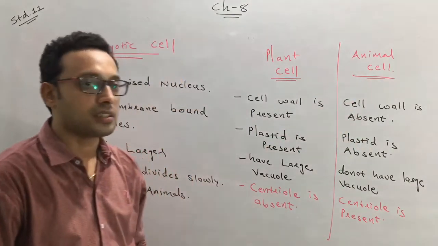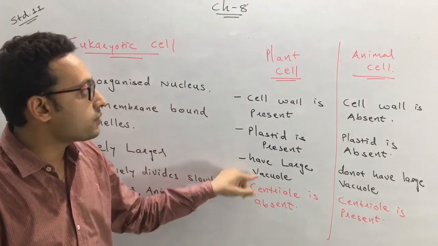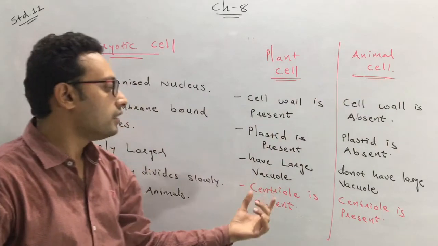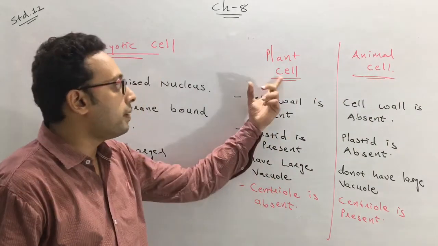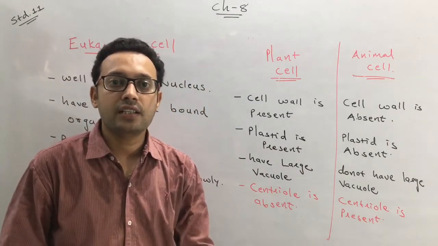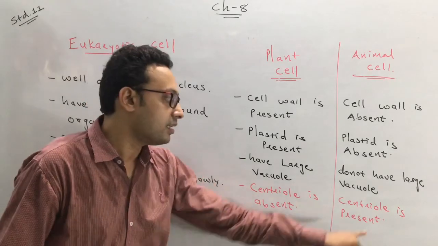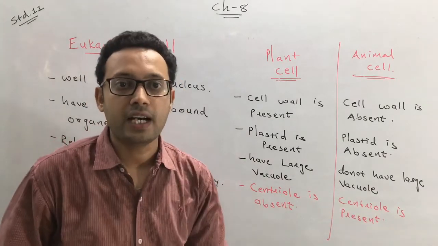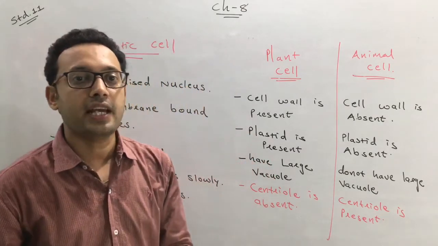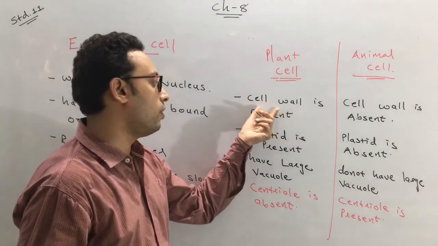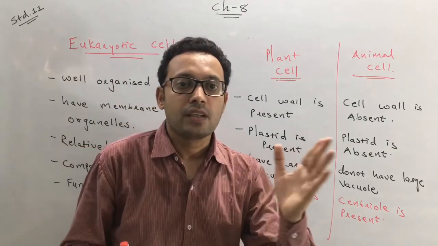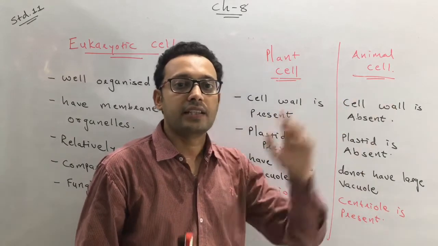In short, these are the differences. Cell wall, plastid and large vacuole are present in plant cell. They are absent in animal cell. The reverse: centriole is absent in plant cell, but it is present in an animal cell. So if you are asked which organelle can only be found in animal cell, the name is centriole. And if you are asked which organelles are only found in a plant cell but cannot be found in animal cell, the organelles are cell wall, plastids and large vacuole. So that's all about the differences between the two types of eukaryotic cell, plant and animal cell.